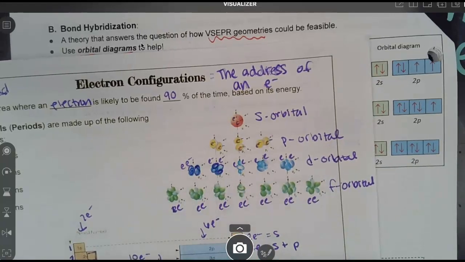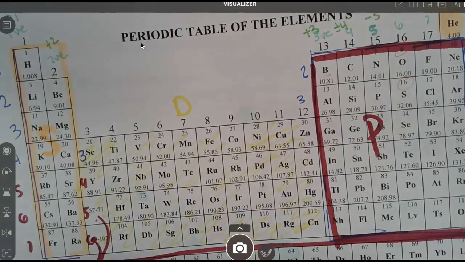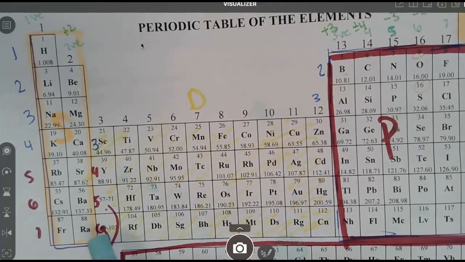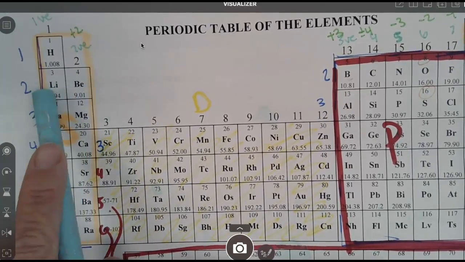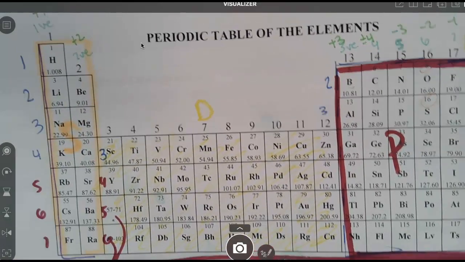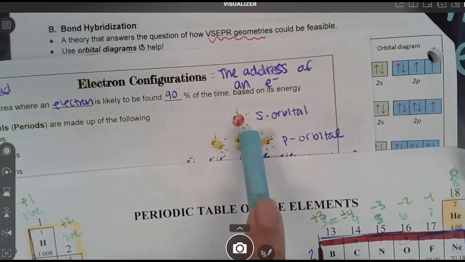And now this matches up with the periodic table, because we know that the s orbital is right here, this chunk of the periodic table, right? And the s orbital can hold 1, 2 electrons, 1, 2 electrons, 1, 2 electrons. And that is true. The s orbital can hold 2 electrons.